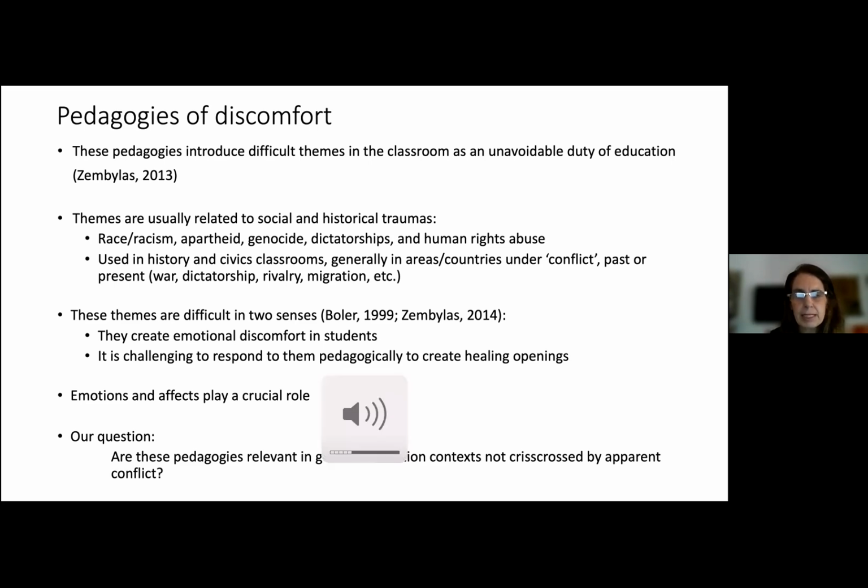We were interested in finding out if these pedagogies are relevant in language education, in language and intercultural communication, and also in contexts that may not be crisscrossed apparently by any specific conflict.